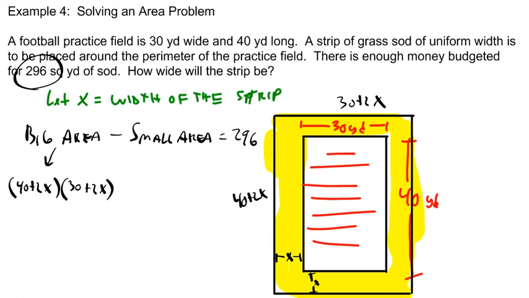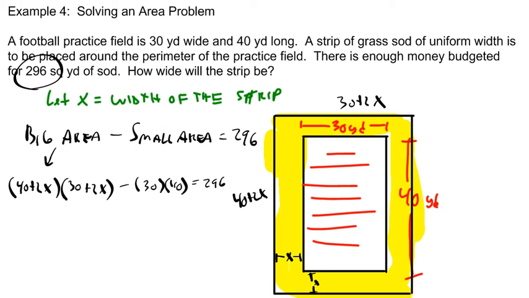Now let's subtract the small area, which is 30 times 40. And that should all equal the exact amount of sod that we have the money for, and we're able to lay down 296. Okay? Whew. So all that, we were able to set up an equation. Now we got to go ahead and solve.